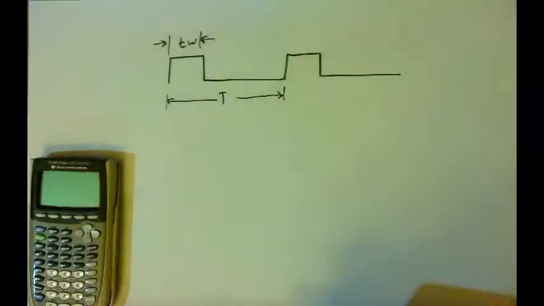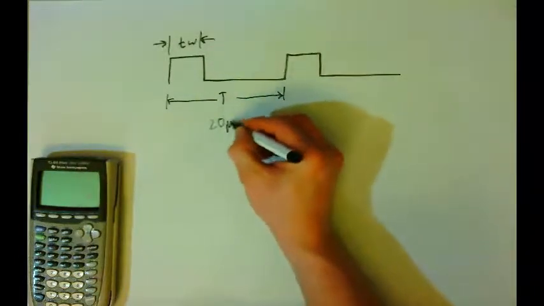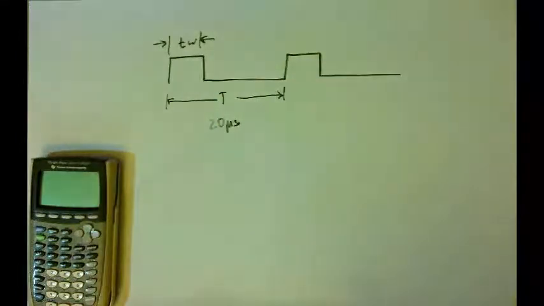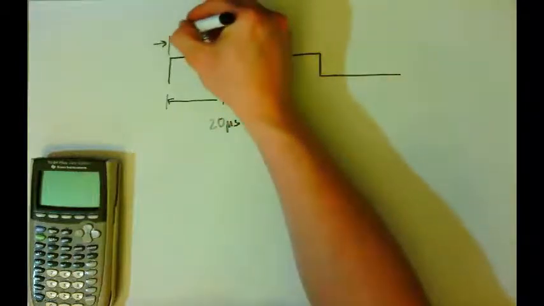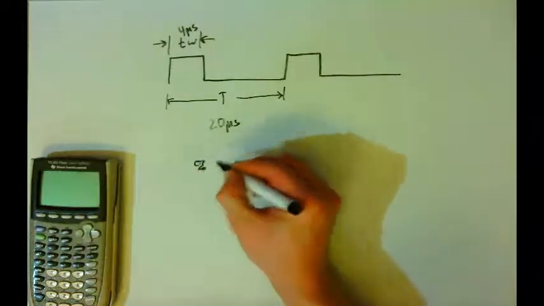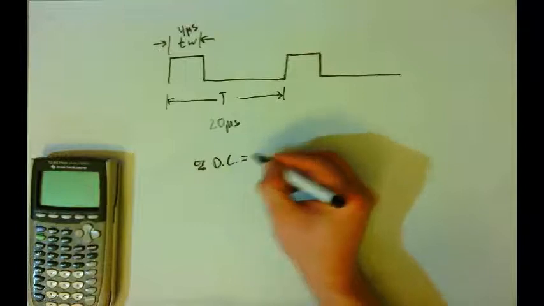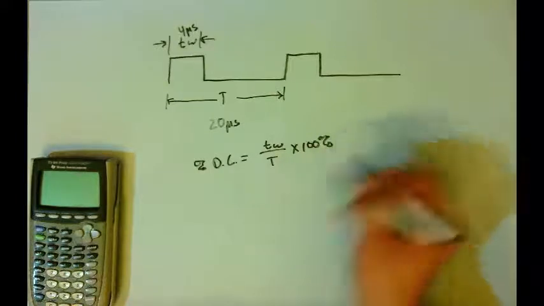Let's take a look at an example. It says if the time for one period of a repetitive pulse signal is 20 microseconds and the pulse width is 4 microseconds, then the percentage duty cycle is... They tell us that the period of the waveform, the total period, is 20 microseconds. That's the amount of time it takes to complete one complete oscillation of this repetitive cycle. And the pulse width is 4 microseconds. And so the formula that we have is that the percent duty cycle is equal to the pulse width divided by the period times 100%. And so we'll just plug in our numbers here.